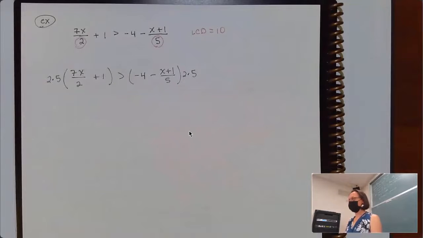Should I give everybody a minute to distribute on your own? Okay. My handwriting maybe made that look like a 2.5, but it's just 10 in disguise, 2 times 5.